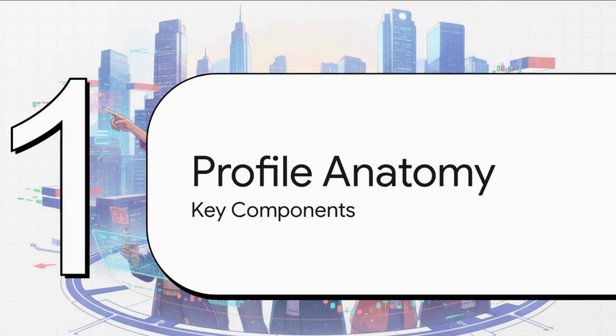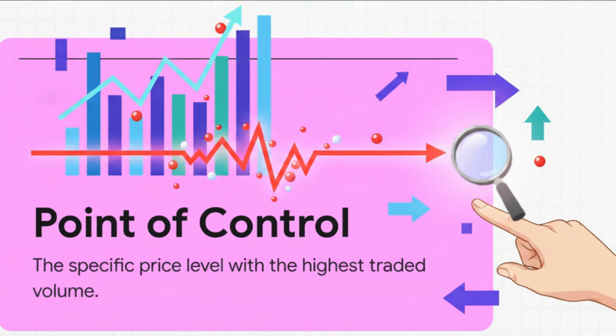Moving right along to section 3, the anatomy of the profile. Once you've got this profile on the side of your screen, it's basically shouting 3 crucial things at you. First up is the point of control, or POC. Visually, you'll usually see this as a stark red or white line cutting right through the thickest part of the profile. The POC is the absolute center of gravity for a price move.